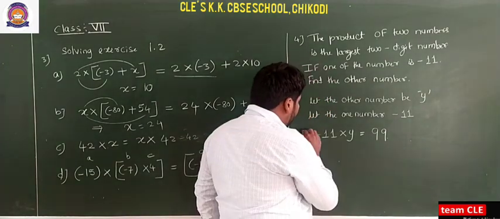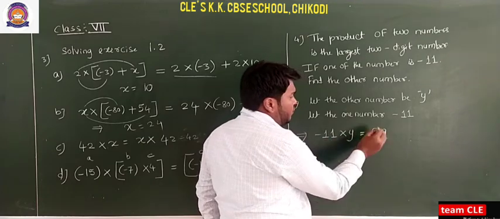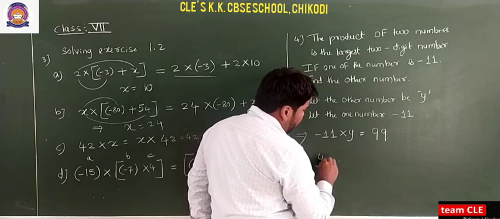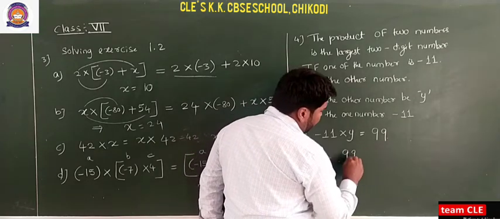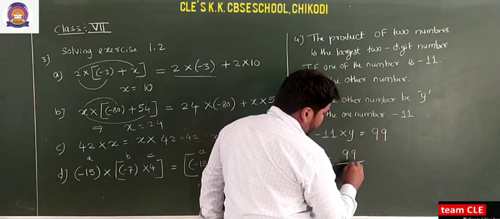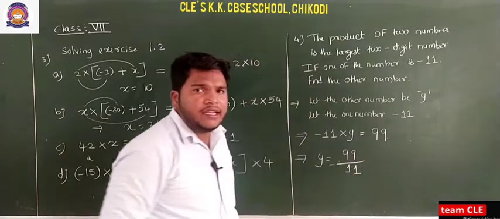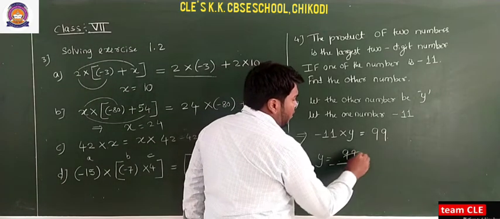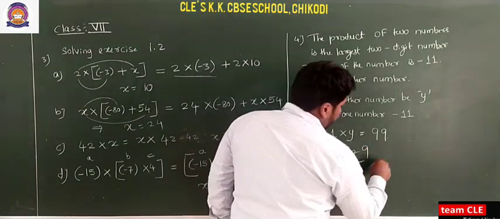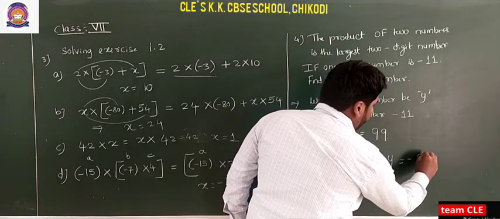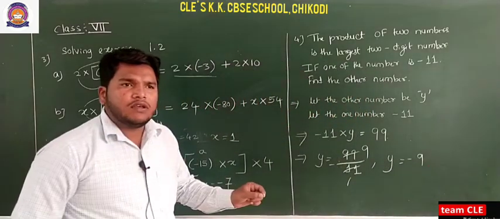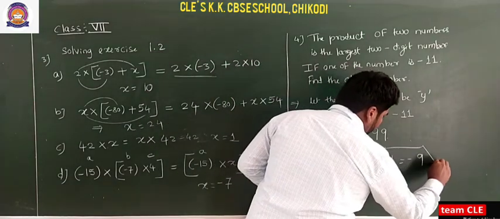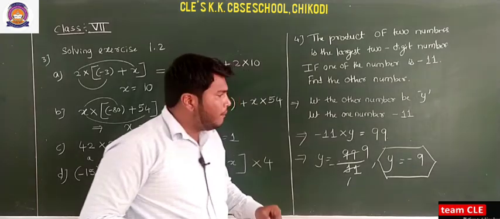Now the equation will be minus 11 into y equals 99. So y equals 99 divided by minus 11. 11 nines are 99, so y equals minus 9. The required answer is y equals minus 9.